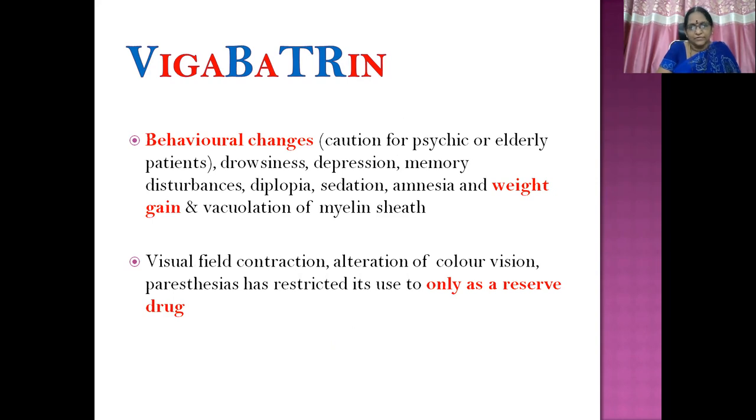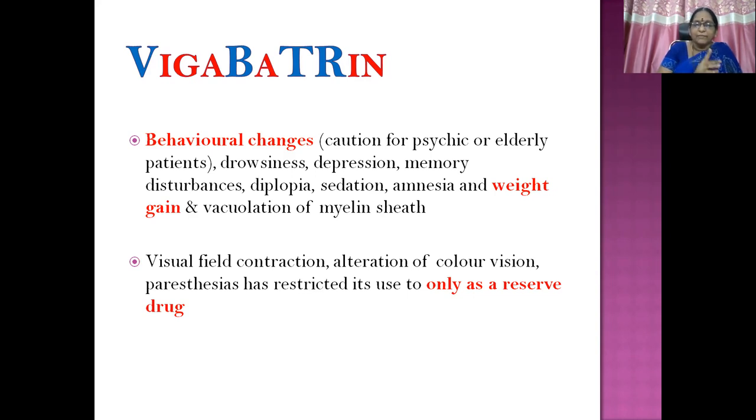Then behavioral changes also it produces, like psychic symptoms like drowsiness, depression, along with memory disturbances. Then diplopia along with behavioral changes. Then sedation, amnesia. Of course, sedation, majority of the newer anti-epileptic drugs produce sedation, but one molecule produces insomnia, which we are going to discuss. But the sedation, when compared to the conventional drugs, it varies. That is one kind of advantage that we can see. And then the weight gain, and few molecules produce weight loss also.